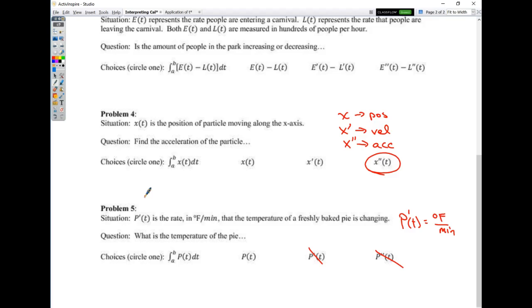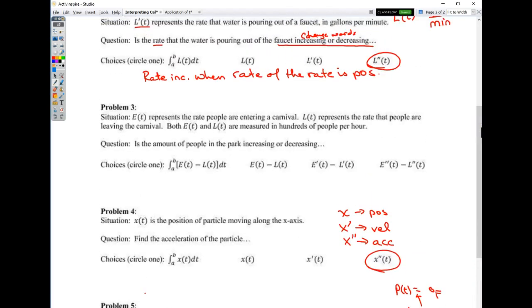If I integrate this once and take it to P of T, that would multiply by minutes. So P of T would take me to degrees Fahrenheit. That would be the temperature of the pie. That's a temperature, degrees Fahrenheit. So my answer is this. By the way, if I would have said the integral from A to B of P of T, then that would have given me degrees Fahrenheit times minutes. So that's kind of an interesting take. And then we'll come to number 3, which is the doozy question.